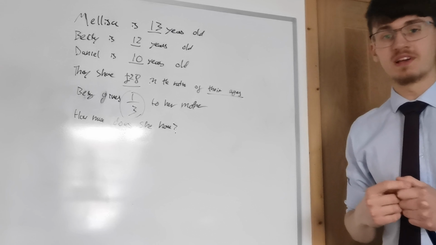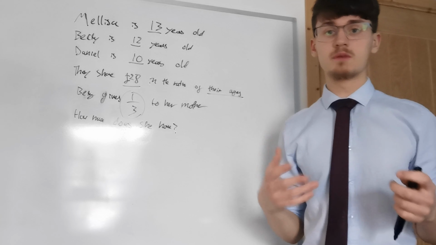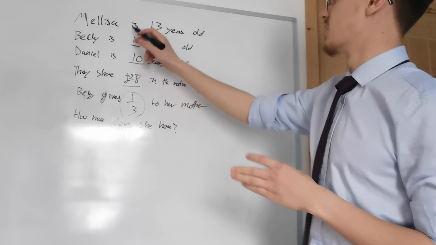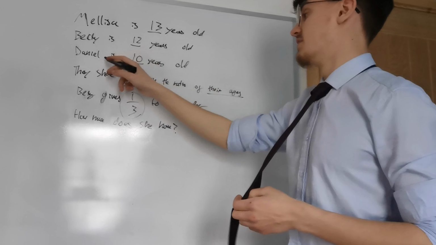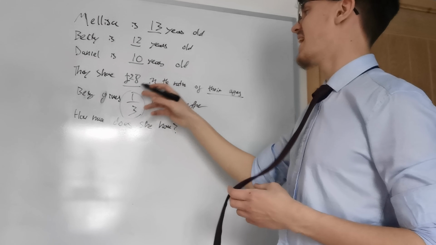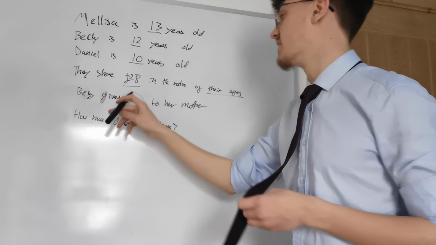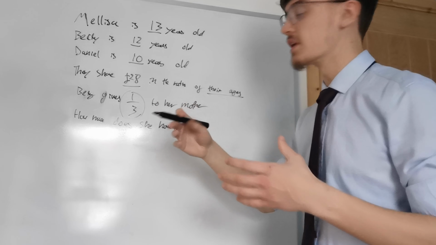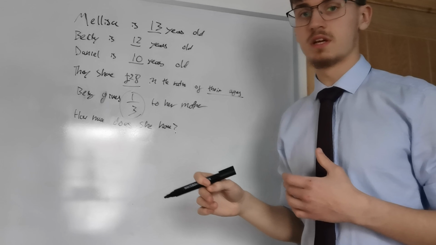So now we're going to move on to something a little bit more complicated and more of a problem-solving question. So first step, we're going to break down the question. Melissa is 13 years old. Becky is 12 years old. Daniel is 10 years old. Crazy. They share £28 in the ratio of their ages, right? Becky gives 1/3 of her money to her mother. How much does Becky have by the end?